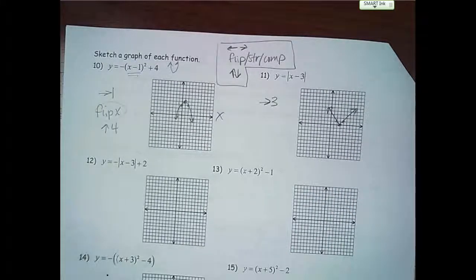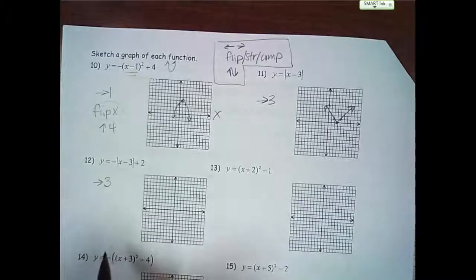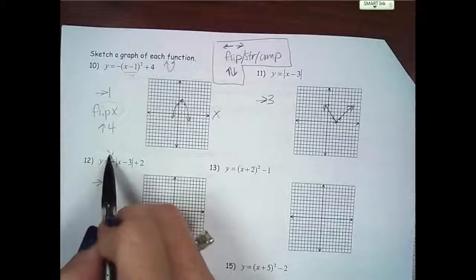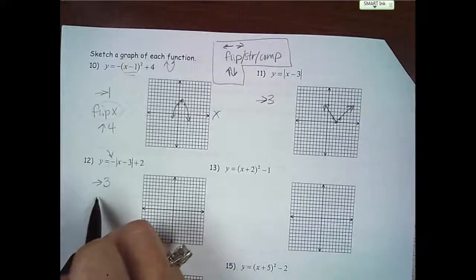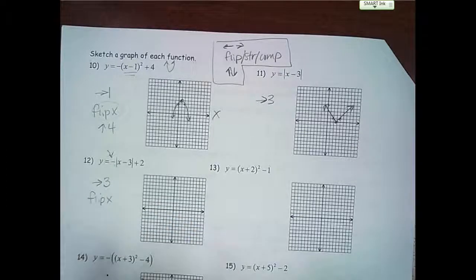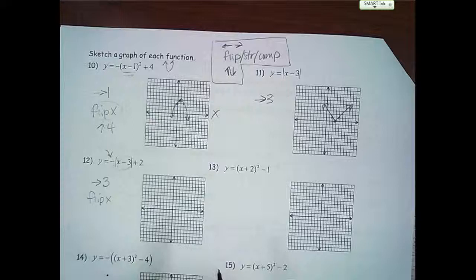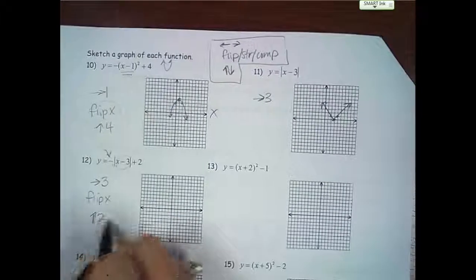Number 12. Left and right first. You're going to go right 3. Flips are next, and there it is. So you're going to flip over the x-axis. Remember, if it actually touches x, it goes in with it and flips over the y. Since it's not inside here, you're going to flip x. And you're going to go up 2.